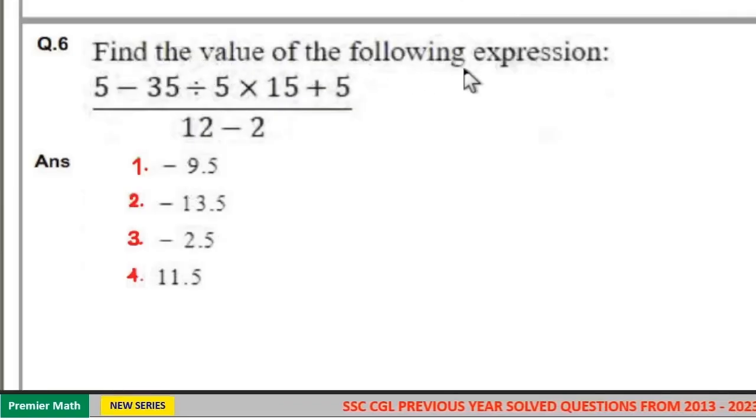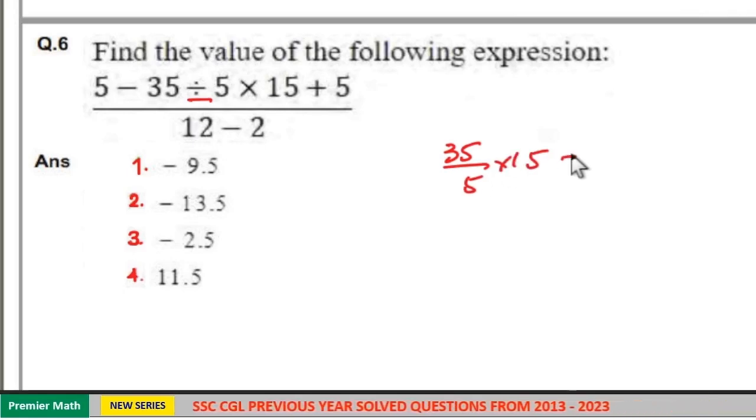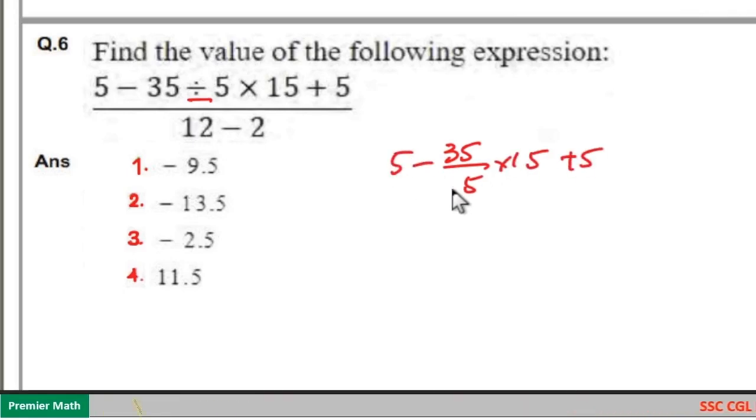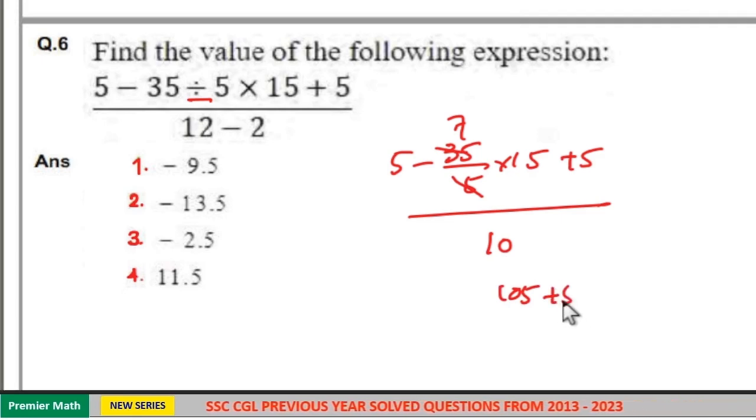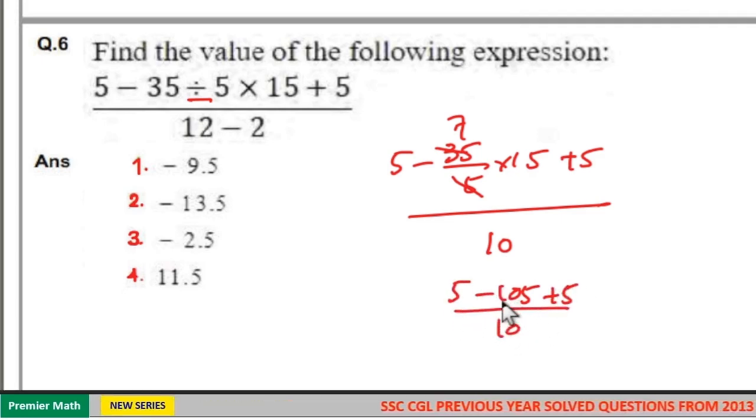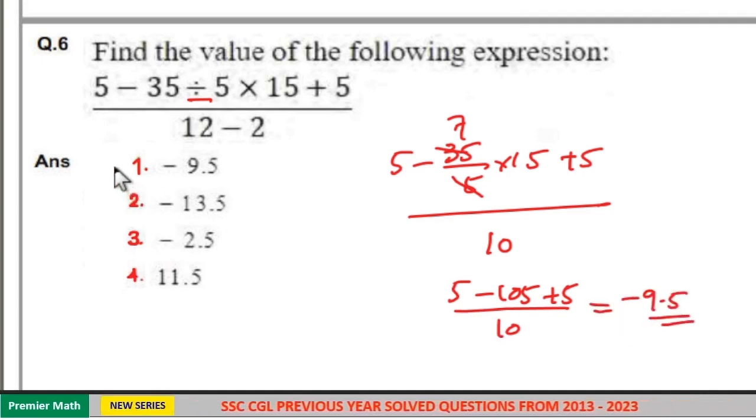Find the value of the following expression. Here solve the division first. 35 by 5 into 15 plus 5 minus 5 divided by 12 minus 2, which is 10. 5 goes 7 times in 35. 7 into 15 is 105. Here plus 5 and this is minus 105. So divided by 10 means minus 105 plus 10 is minus 95. So minus 9.5, option 1 is your answer.